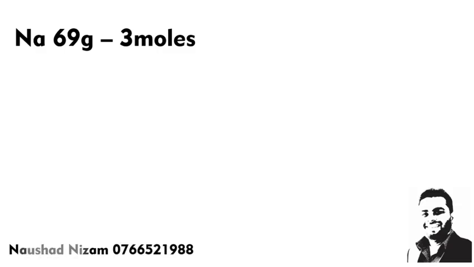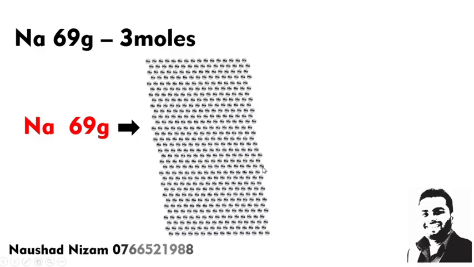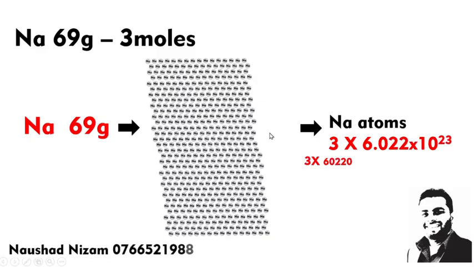You know that in 69 grams of sodium, if you count how many sodium atoms are found, it is a huge number. If you count one by one, how many sodium atoms are found in 69 grams? 3 moles. 3 moles means 3 times Avogadro number, that is 3 × 6.022 × 10^23. When you build the concept, you will be able to do any of the questions. So you must understand this theory very well.